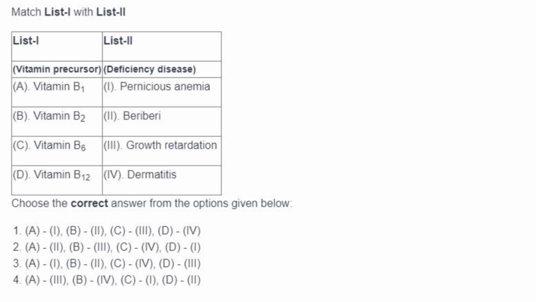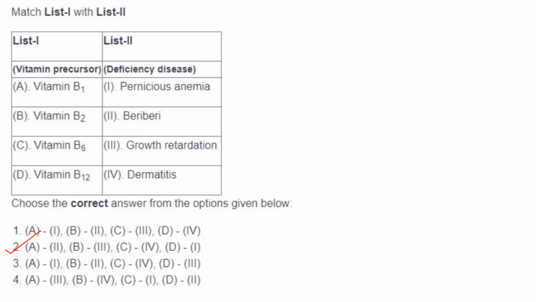Then next one, vitamin precursor and the deficiency disease it causes. So vitamin B1 causes beriberi. A2. See here also, if you know the first one, then you can happily go for option 2 as the answer. Then vitamin B2, it is growth retardation. Yes, vitamin B2 deficiency can also promote growth retardation because riboflavin plays a role in energy production also. So chances of cell growth and development also are helped by vitamin B2. So vitamin B2 deficiency can result in growth retardation.